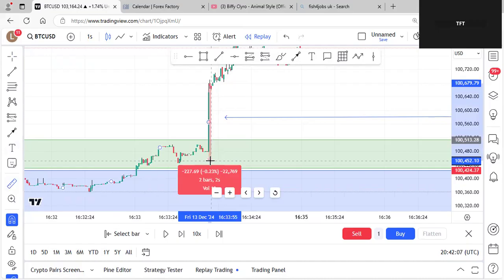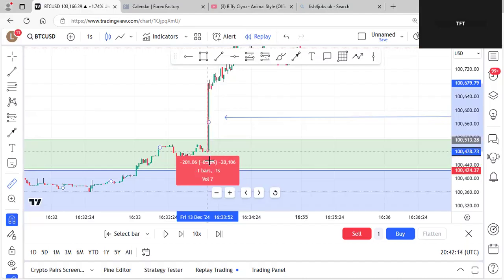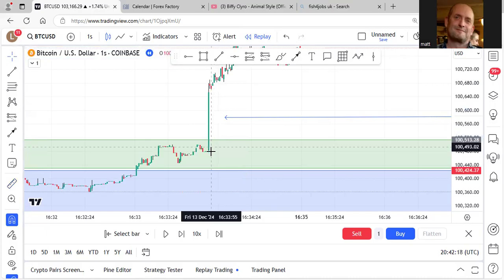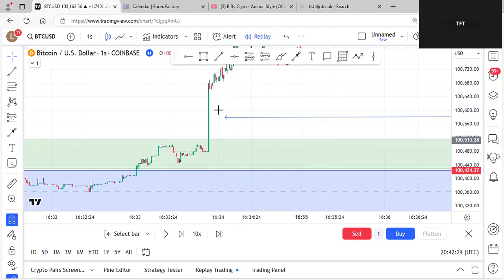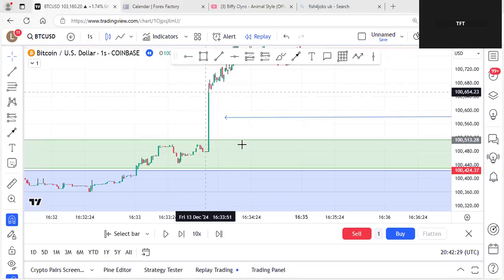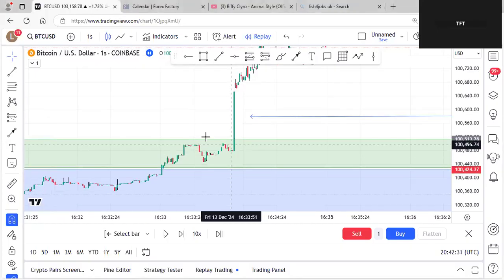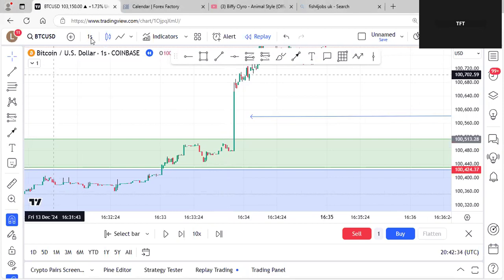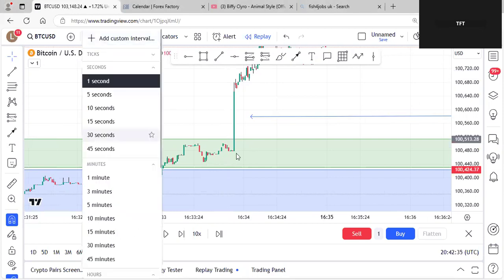Is that $2,000 or something? No, it's $200. Yeah, look at the price on the left. You can see 480 to 680, give or take. So pretty much $200 in a second, and it's retraced a bit. So something happened here. This is huge. So pretty much effectively, I missed a trade by a second.